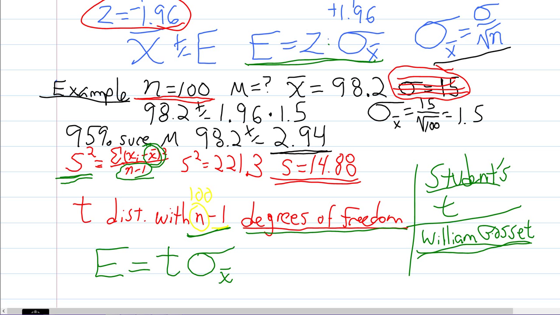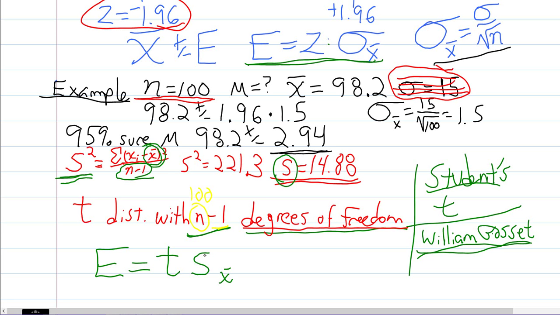Now, one other change that we make here, since this notation, standard deviation of sample means, has a sigma in it. When we're using a t, we don't use that lowercase sigma. Instead, we use s, x bar. Now, why don't we write sigma? Well, because we don't know sigma. We don't know the population standard deviation. So instead, since we're using an s, we write s there.